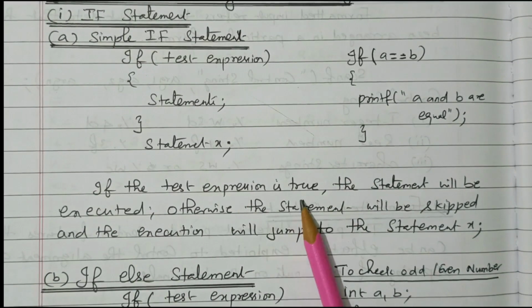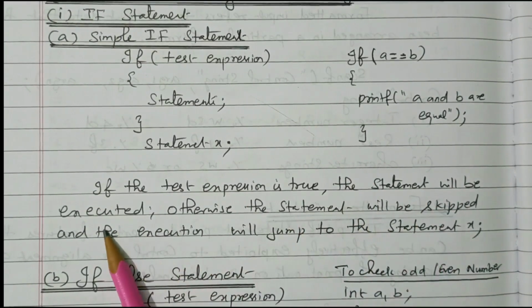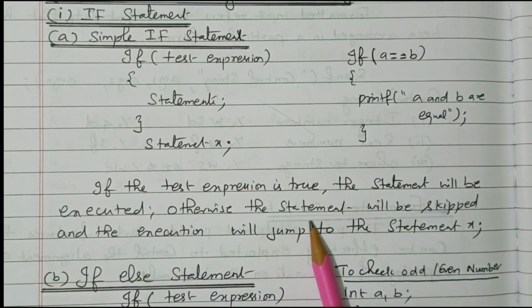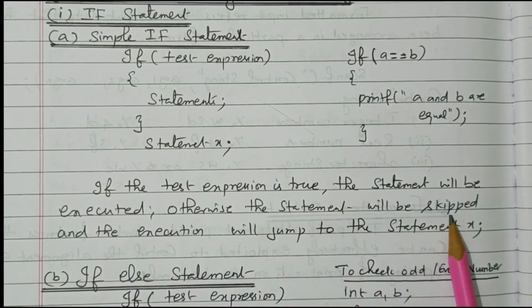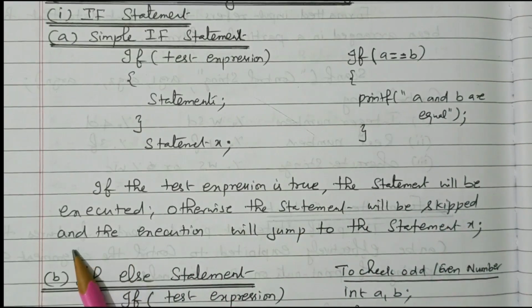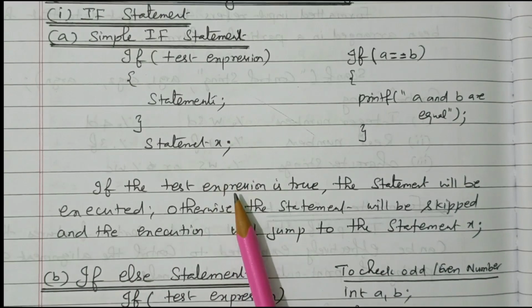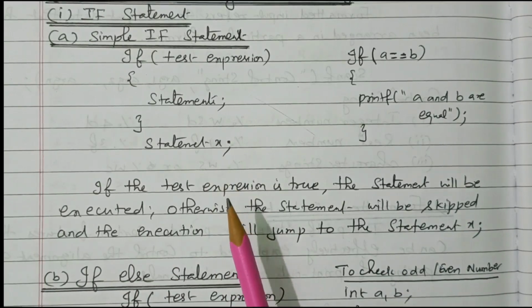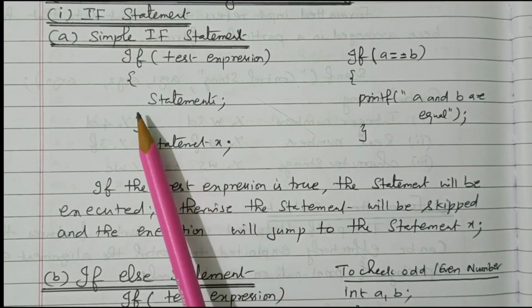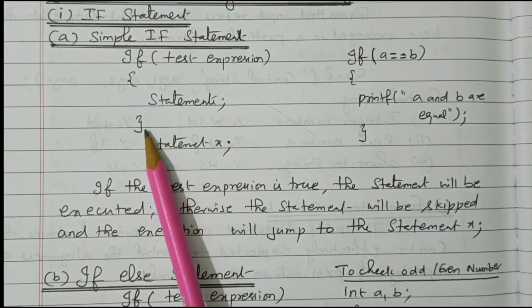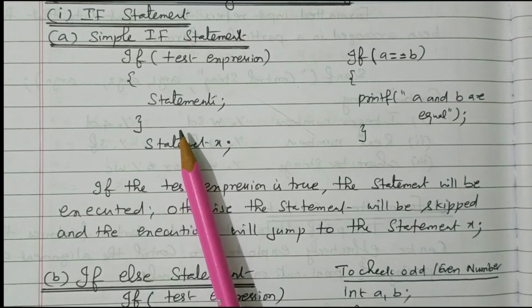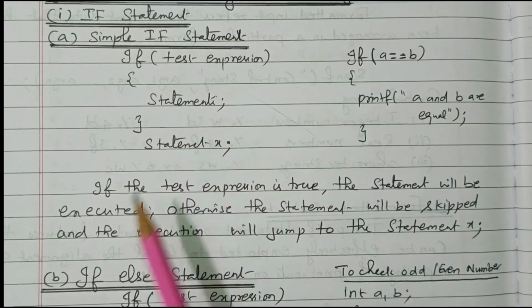If the test expression is true, the statement will be executed. Otherwise the statement will be skipped, that is, the statements available inside the open and closing braces, and the execution will jump to the statement X. Statement X means the normal statements available in a program, right? So simple if means it will check the condition. If the condition is true, the set of statements available inside the braces will be executed. Otherwise it will skip those statements.